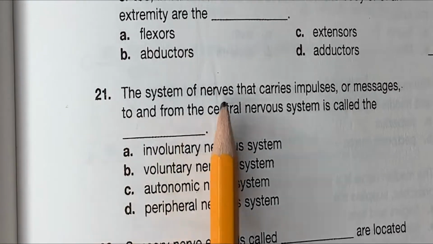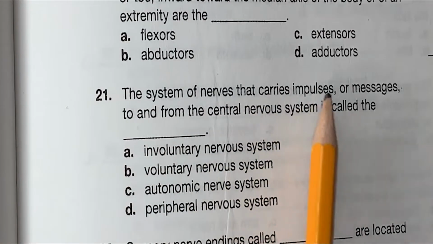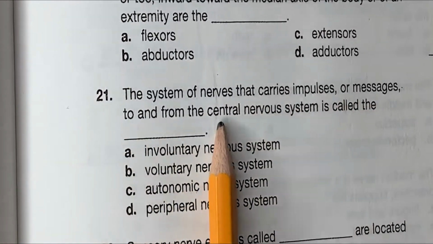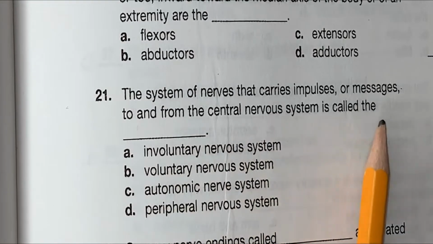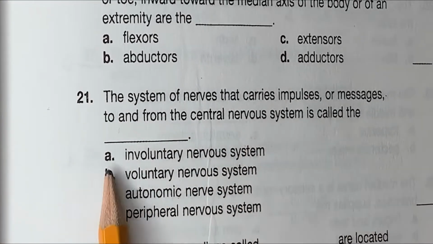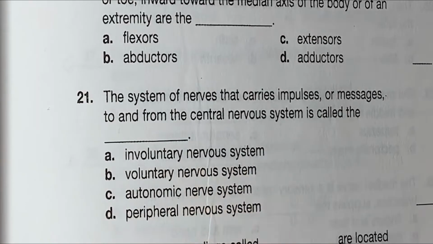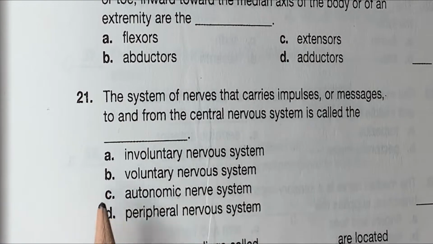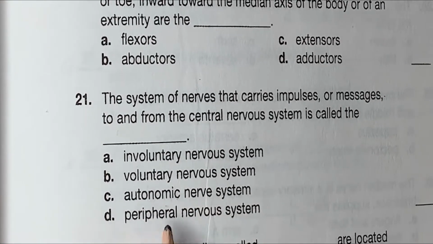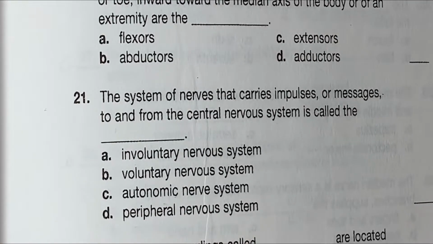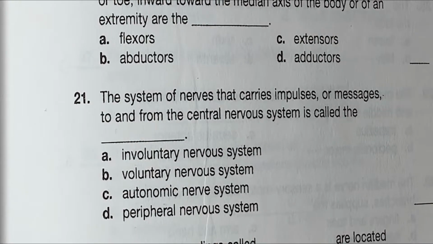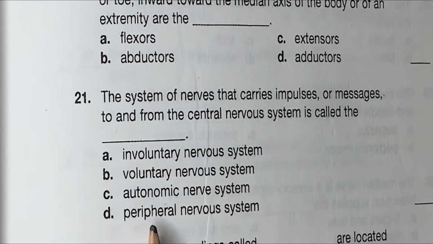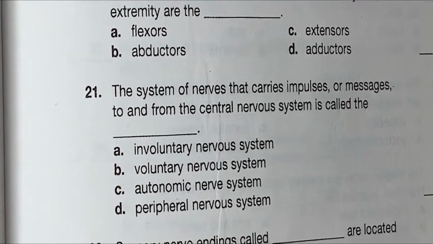21. The system of nerves that carries impulses or messages to and from the central nervous system is called the blank. A, involuntary nervous system, B, voluntary nervous system, C, automatic nervous system, or D, peripheral nervous system. And the correct answer is D, peripheral nervous system.